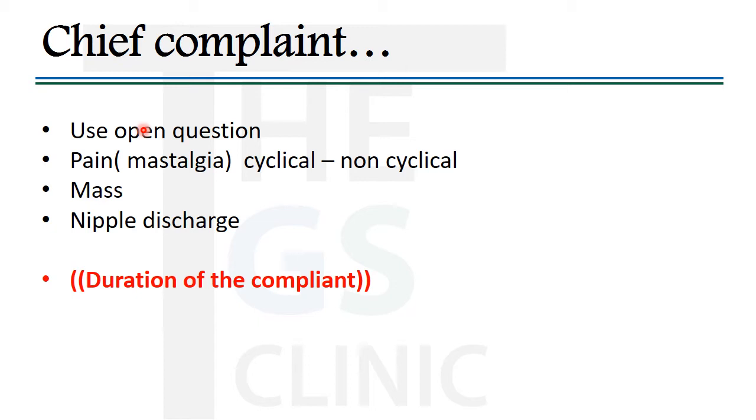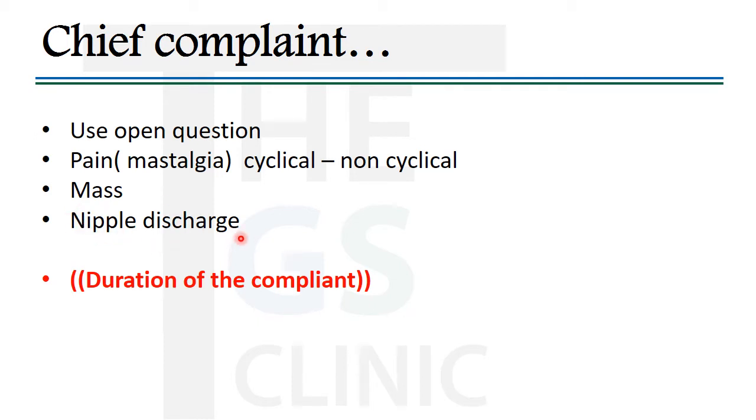Another most important thing about the chief complaint is that the main problems in breast conditions are pain, which we call mastalgia. Pain in the breast is called mastalgia, which can be either cyclical or non-cyclical. What do we mean by cyclical and non-cyclical? The pain that is related to the cycle: the female tells you that there is a specific time in the month when the pain is increasing. Otherwise, in the non-cyclical, she says no, there is no specific time and I always have that pain. Or it might be a mass in the breast, or it might be a nipple discharge.